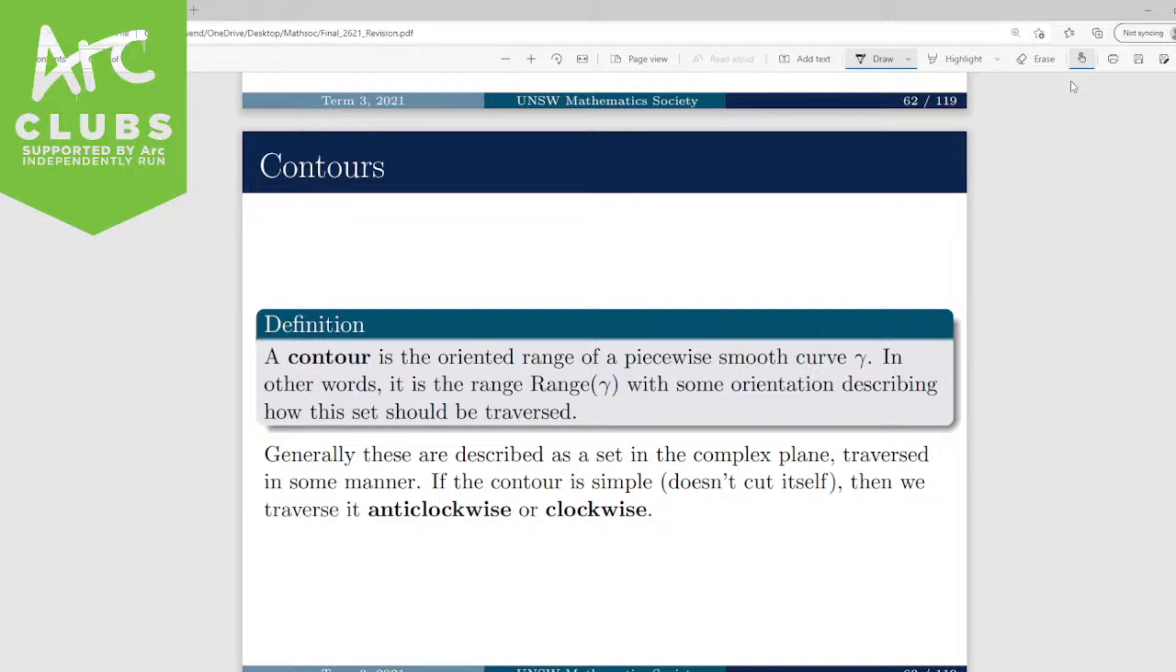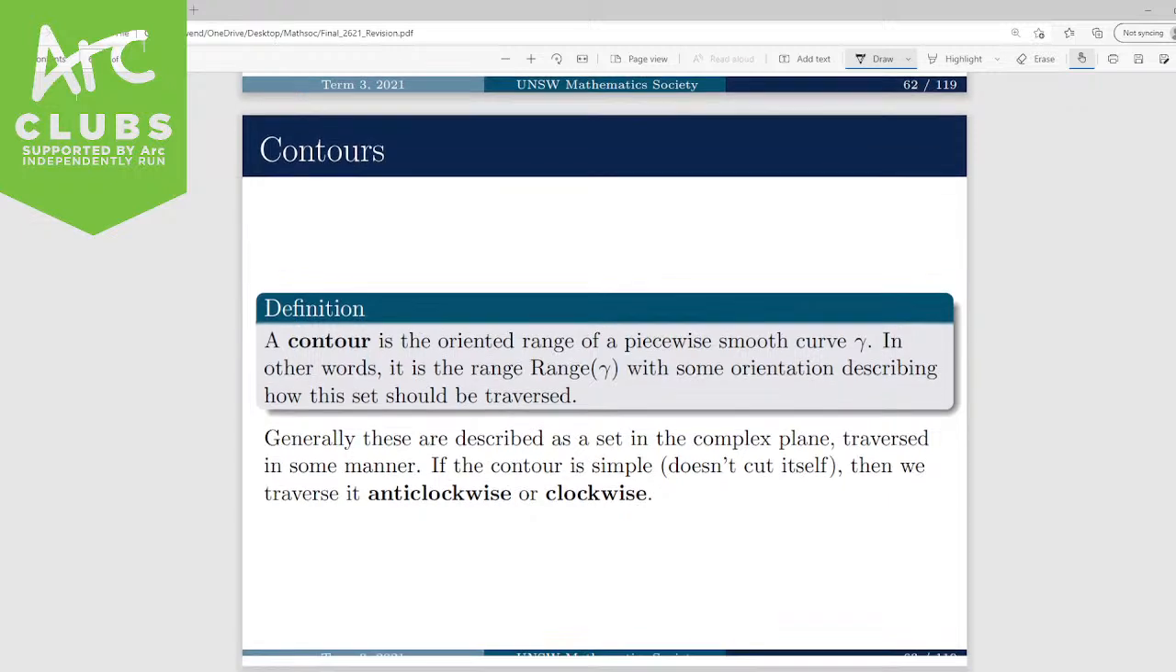So that contour, it's an oriented range. And the standard orientation would just be you going around. If it's a closed curve, the standard orientation would just be running around, so the interior remains on the left. But yeah.